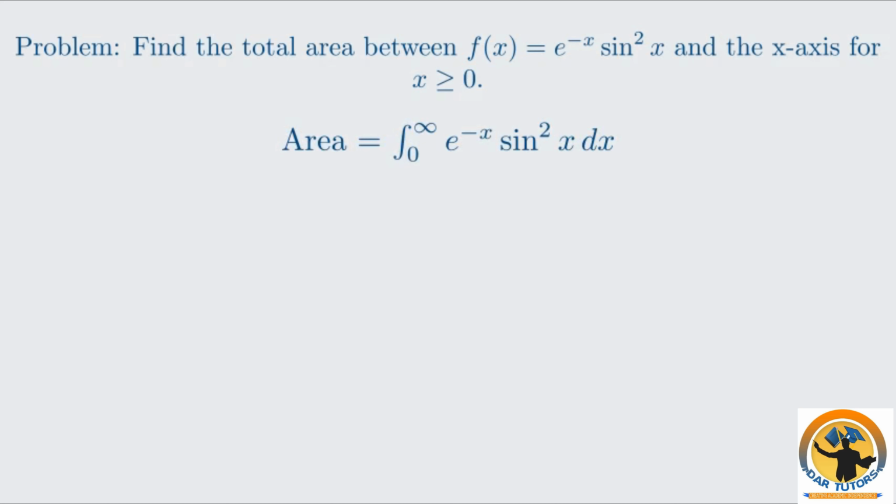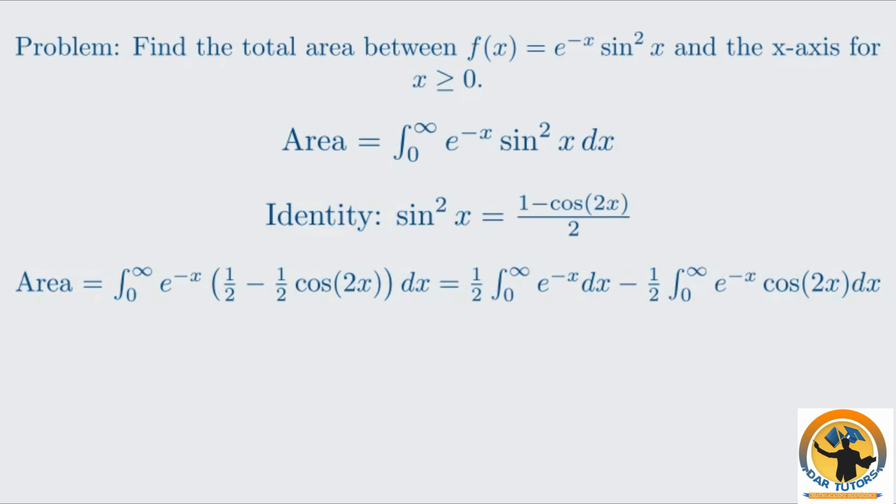To integrate sine squared x, we use the double angle identity. Sine squared x equals 1/2 minus 1/2 cosine 2x. Substituting this into our integral gives us 2 parts. The integral becomes 1/2 times the integral of e to the negative x, minus 1/2 times the integral of e to the negative x cosine 2x.